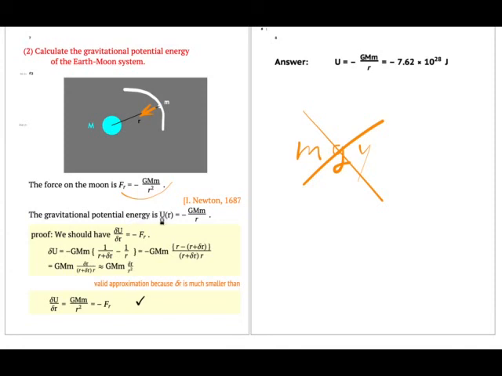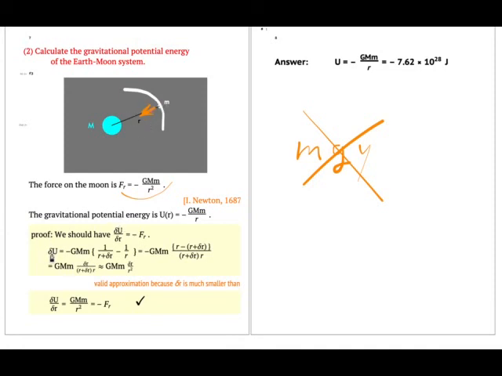Well, let me tell you the answer. The gravitational potential energy is minus GMm over r. The force is minus GMm over r squared. The potential energy is minus GMm over r. Why? Because the rate of change of U is the force. Delta U over delta r, the rate of change of U with respect to r, is the negative of the force. The force is the rate of decrease of potential energy with position r.